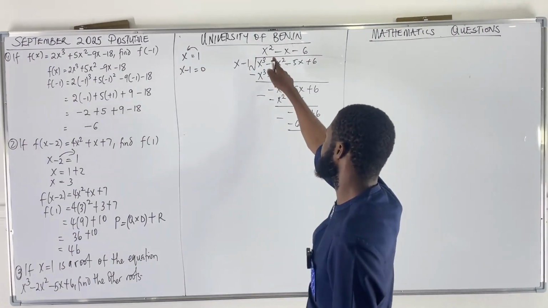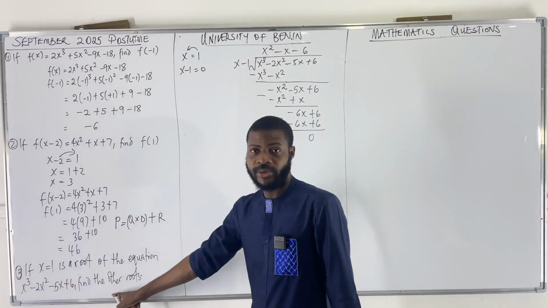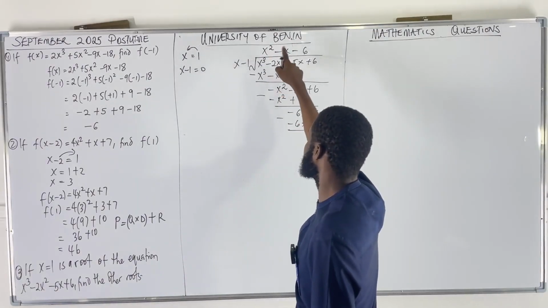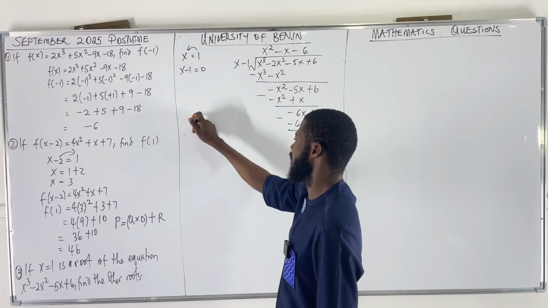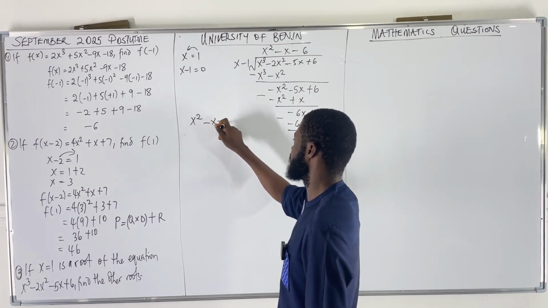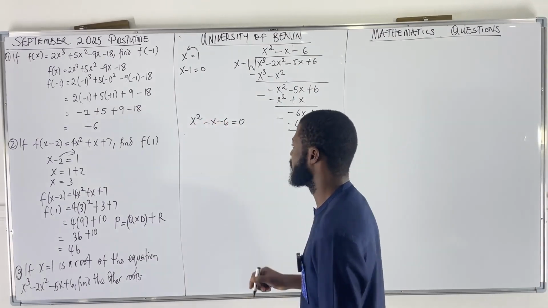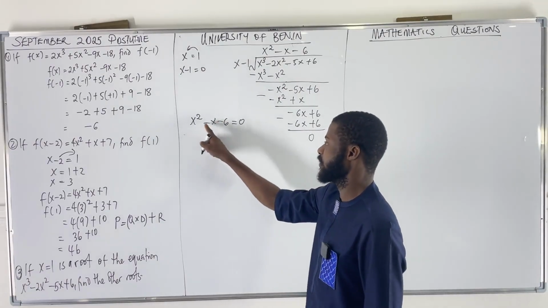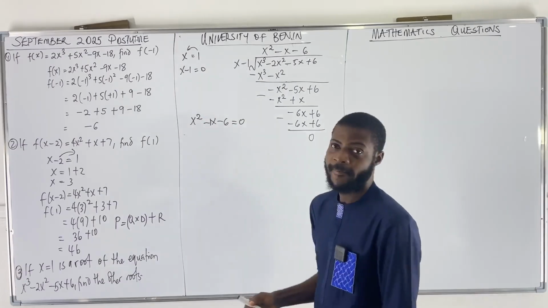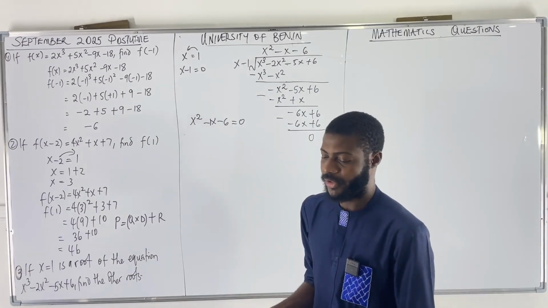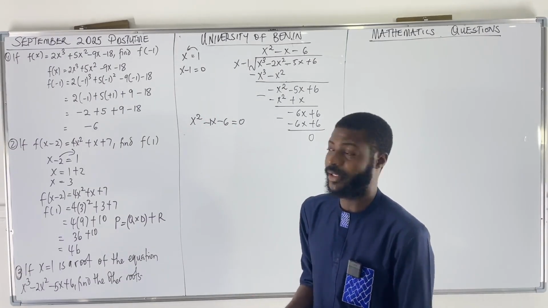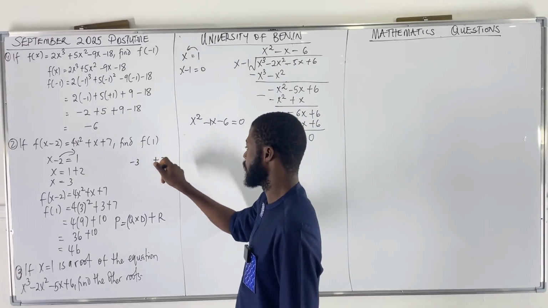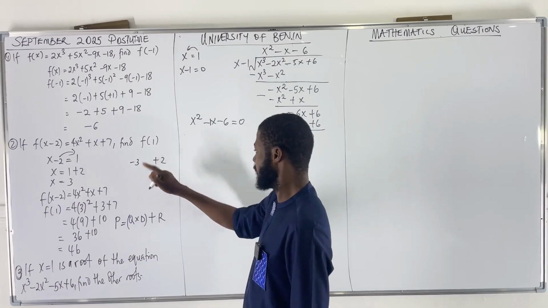So we have this. To find the other roots, we're going to factorize this expression. So we have x squared minus x minus 6, and we're going to say this is equal to 0. Now ask yourself, what would you multiply to get minus 6, and at the same time add to get minus 1? So the numbers should be minus 3 and plus 2.